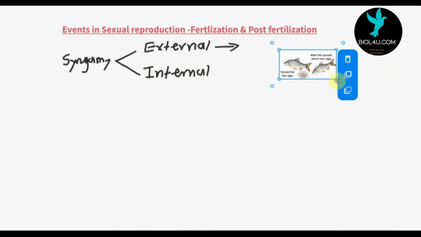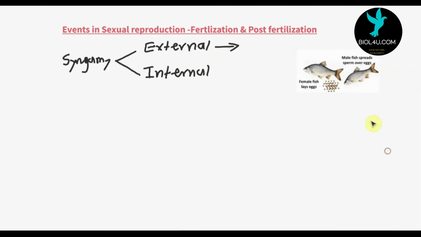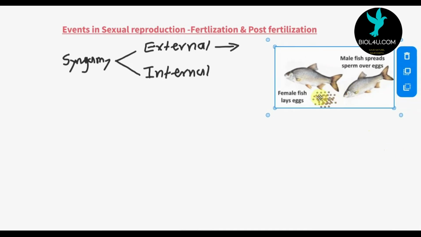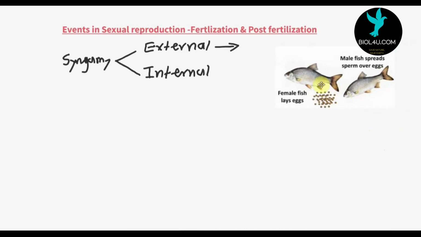So in the case of the fish, see here one example I have taken. Here is the fish. In the case of the fish, the female lays the egg, and the male sheds the sperm over the egg, and fertilization takes place in the water. Okay, so that is the external fertilization.